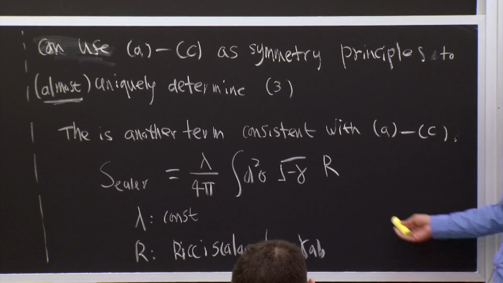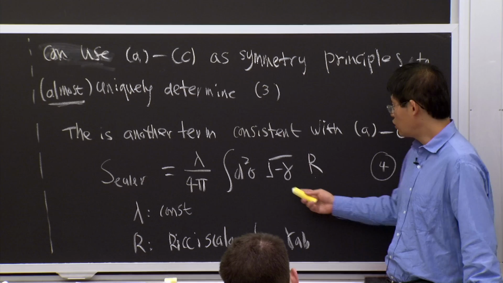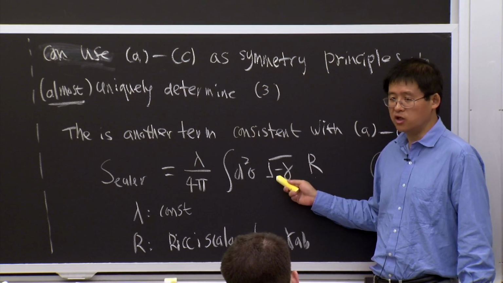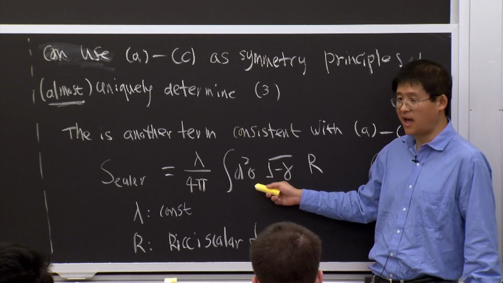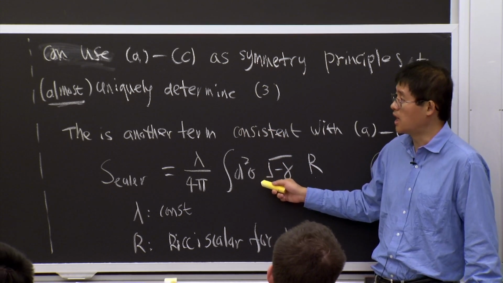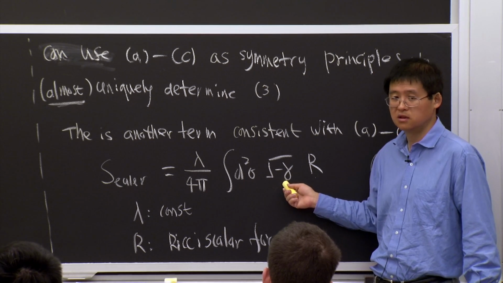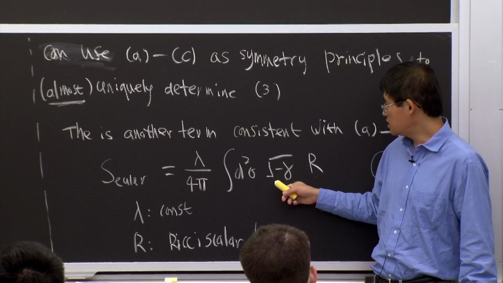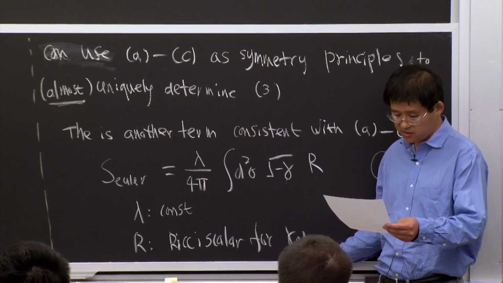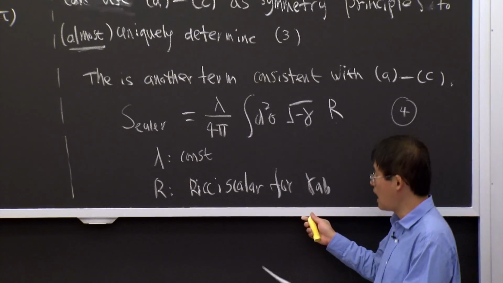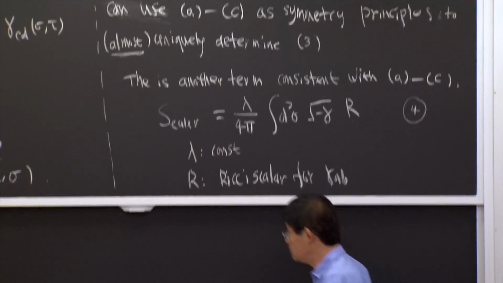You can clearly check this action. Let me call this equation 4. You can check easily that equation 4 is invariant under A, B and C. Of course it is invariant under A because it does not depend on X. It is invariant under B because this is a covariant action. To see it is invariant under C requires a little bit of effort, but if I write down a formula, it will become clear.